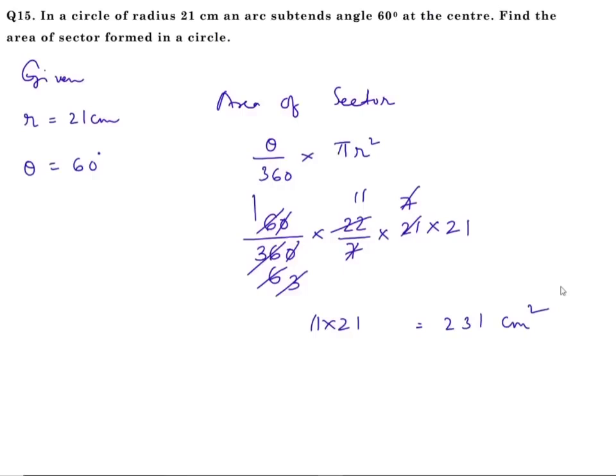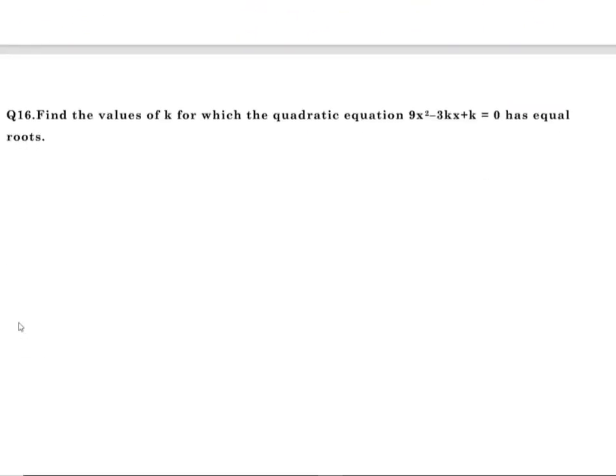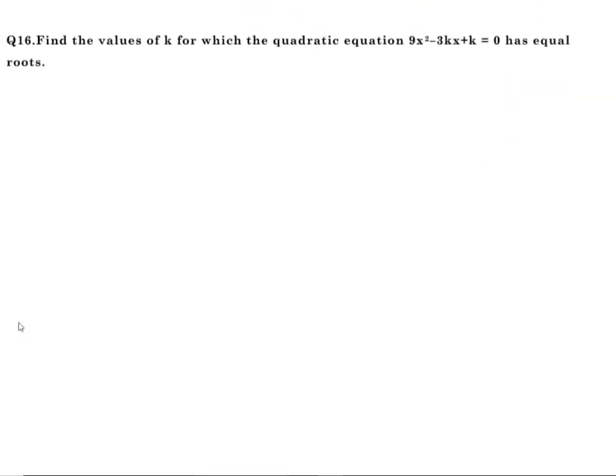In the same way, they can ask to find the length of the arc. Length of the arc is theta by 360 into 2 pi r. Now moving to question number 16. Find the values of k for which the quadratic equation 9x square minus 3kx plus k equals 0 has equal roots. They have given the condition equal roots.